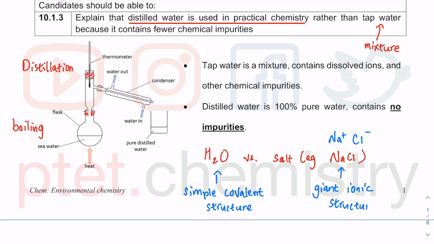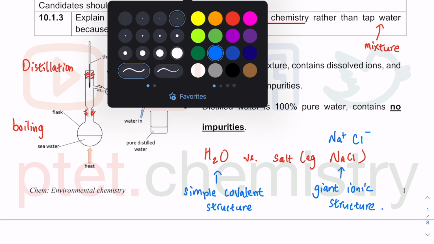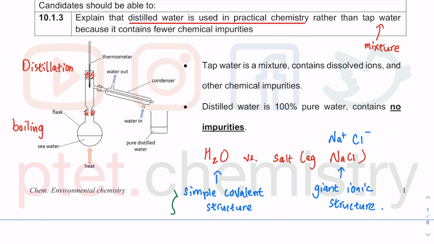So when we apply heat, which one are we going to boil first? Simple covalent structure will have low melting and boiling point, and that is a result of us making the molecules further apart. We're just supplying the heat energy to break the weak intermolecular forces of attraction. These are all part of year 9 structure and bonding.